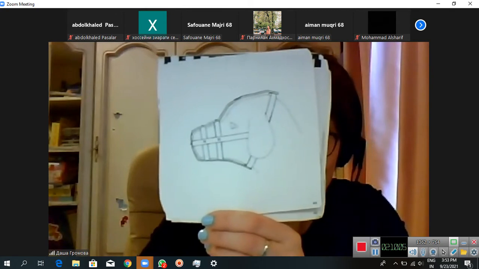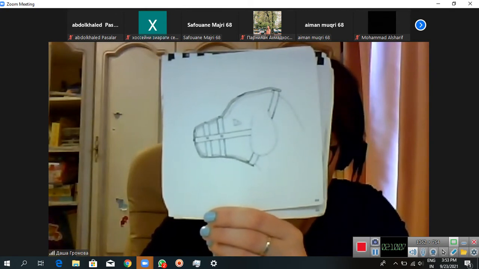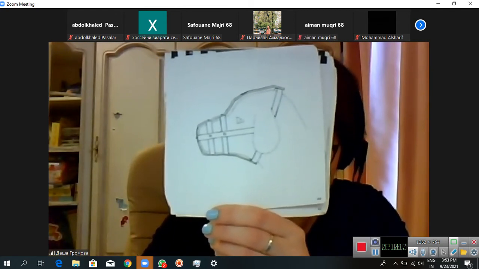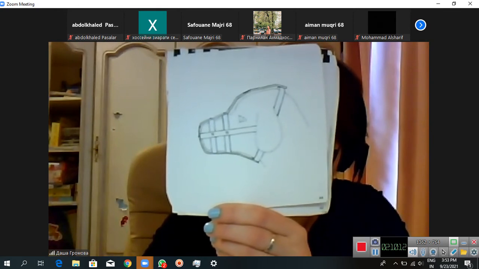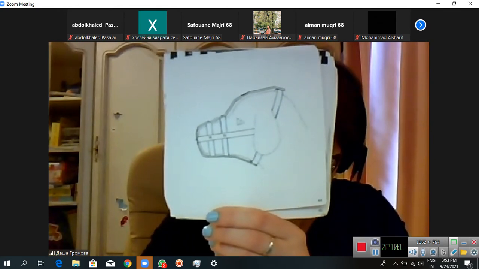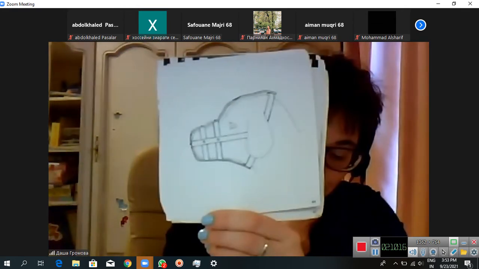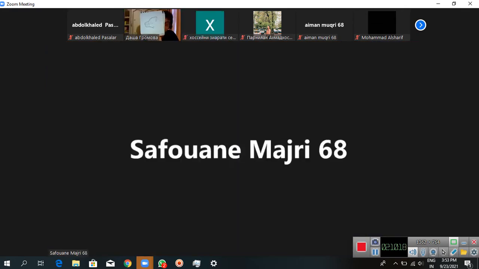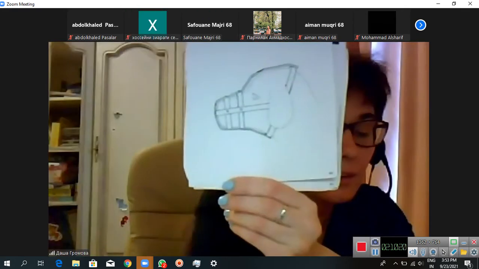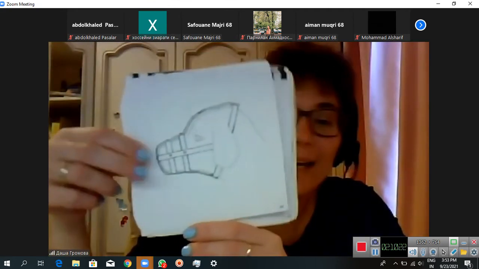My patients with Alzheimer's very often see this picture as a pistol. They visualize it like this.